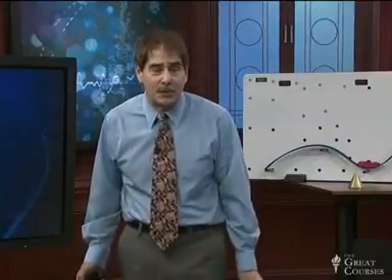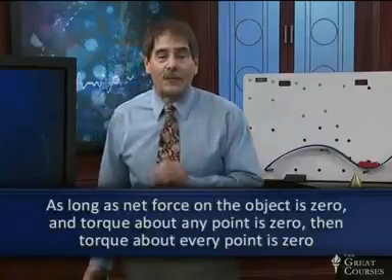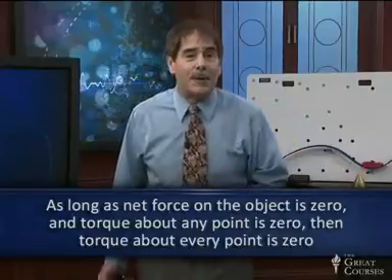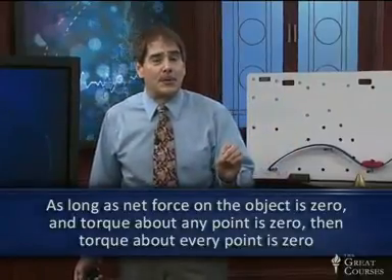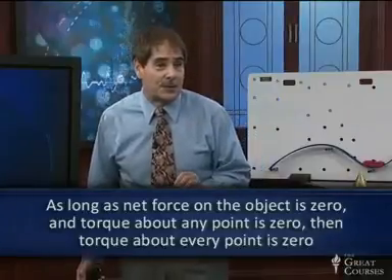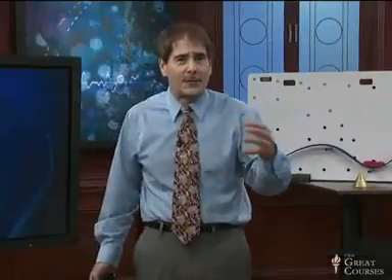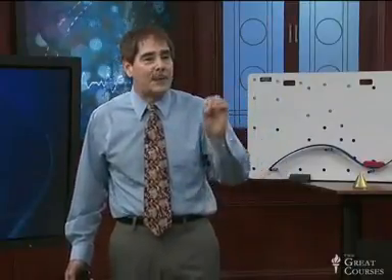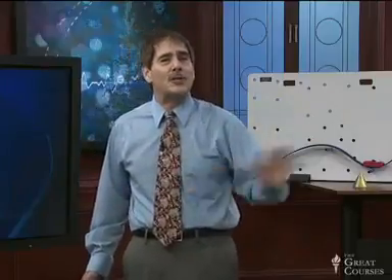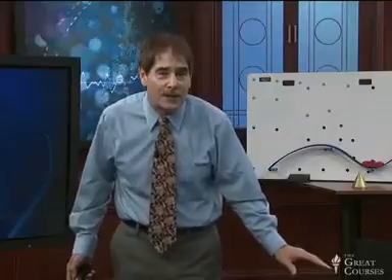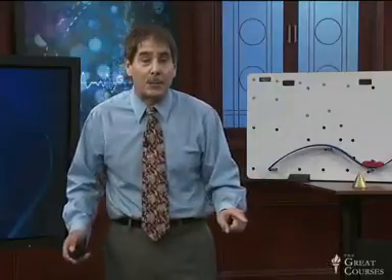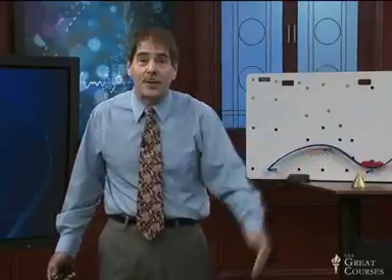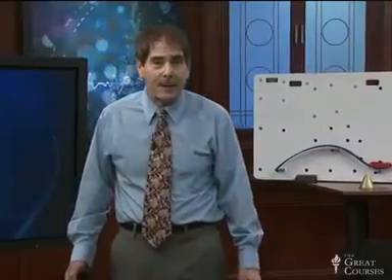Here's what I'm not going to have time to prove, but is a useful theorem. As long as the net force on the object is zero, another condition for static equilibrium, and the torque about any point is zero, it's pretty straightforward to prove then the torque about every point is also zero. So what seems to be a problem with torque, that we have trouble identifying the pivot point when the torque needs to be zero about every point, is not really a problem. If we can prove that the torque is zero about any point we choose, and we're welcome to choose our point at our convenience, then the torque will be zero about every other point. And again, that's true only as long as there's no net force on the object, but that has to be true also if the object is to be in static equilibrium.